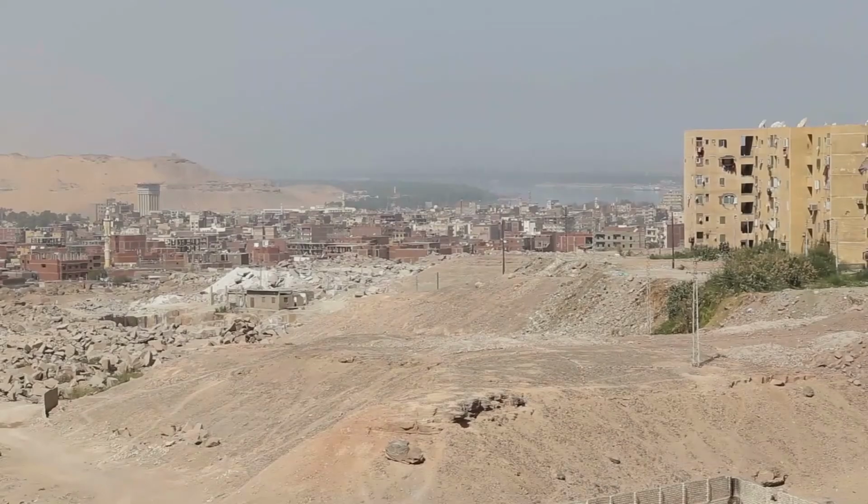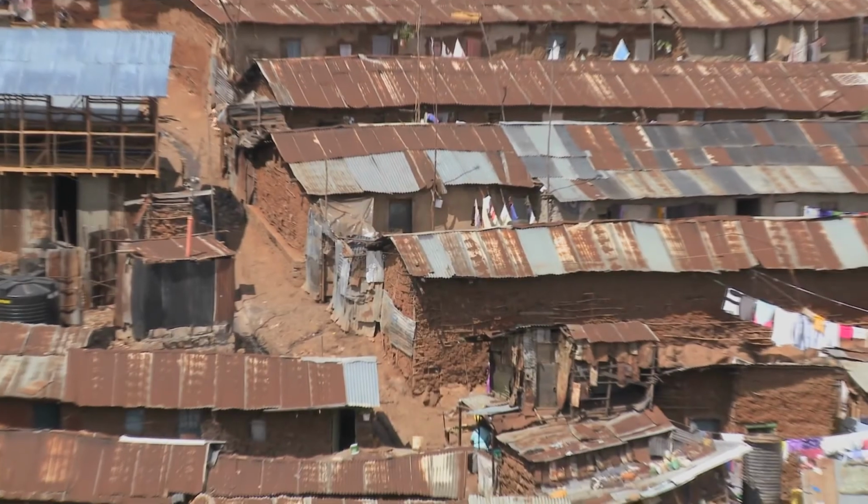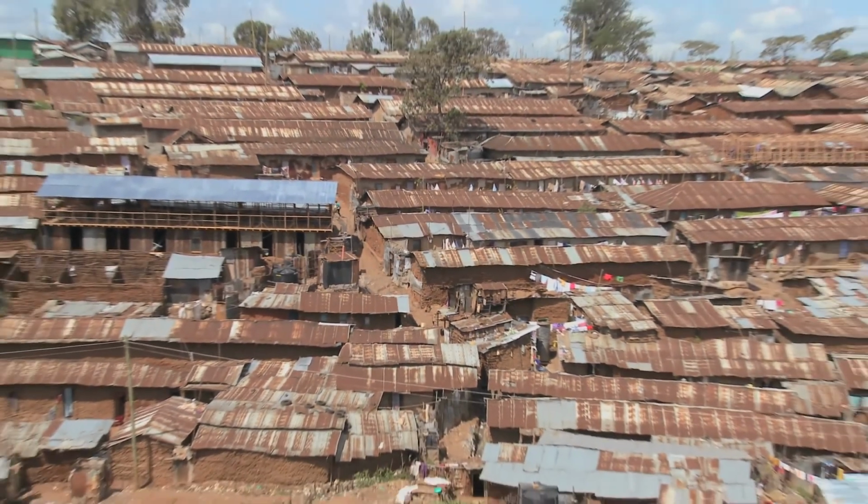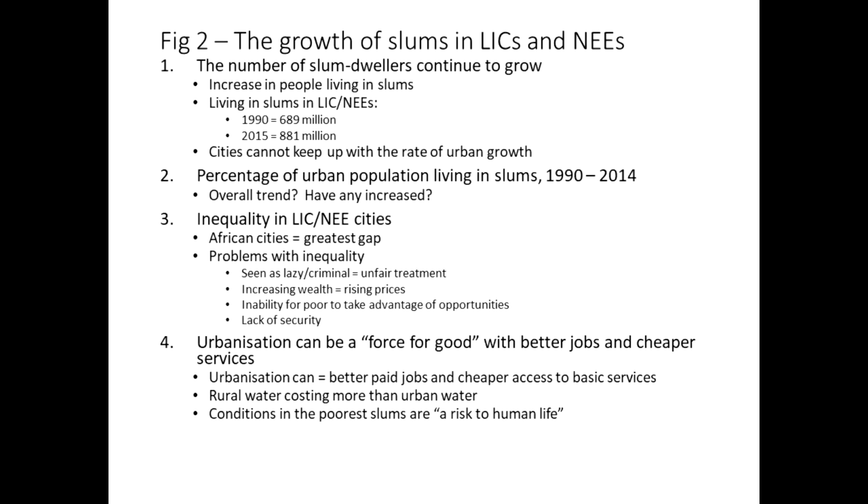Then we look at inequality in LICs and NEE cities. What it signifies is African cities have the greatest gap between the rich and the poor. There is bigger inequality between these areas. Now, some of the major problems with this identified in the information are that the poor could be seen as lazy or criminal, and they could therefore receive unfair treatment. If there's an increase of wealth, it might raise prices in certain areas in the city. And there might be an inability for the poor to take advantage of opportunities in the city, and there might be an overall lack of security in these areas.